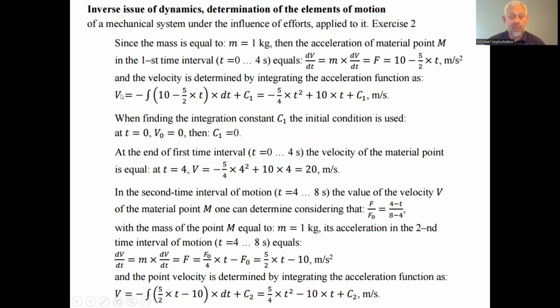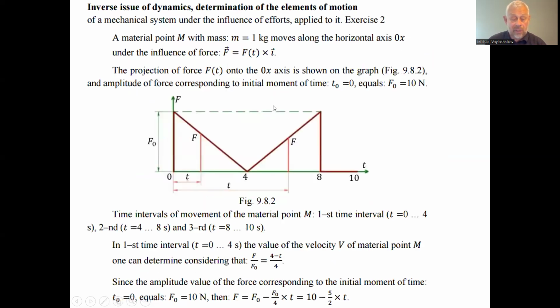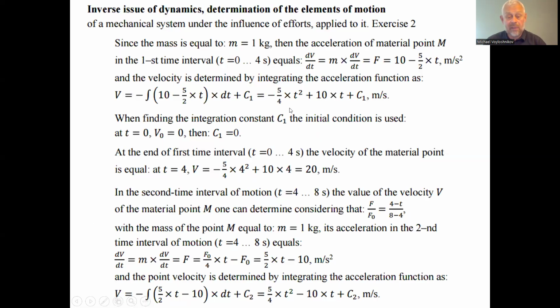And next we can find the velocity. We take the integral of the acceleration by time. So we will find that the velocity within the time segment from 0 to 4 is minus 5 divided by 4 multiplied by t squared plus 10t plus C1, in meters per second. When finding the integration constant, the initial condition is used. At time equal to 0, the velocity is 0, so C1 has to be equal to 0.